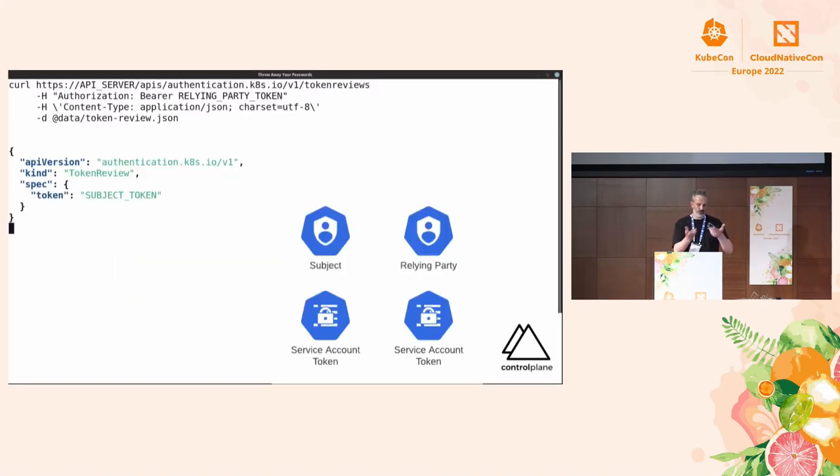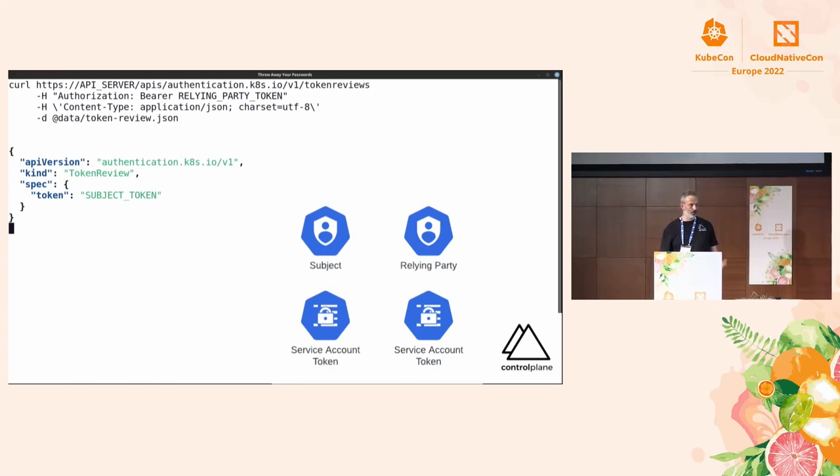So basically, we've got two service accounts, the subject and the relying party. They've both got service account tokens. And we can use the token review API to verify that token and obtain some information about the subject. It's a simple API call.